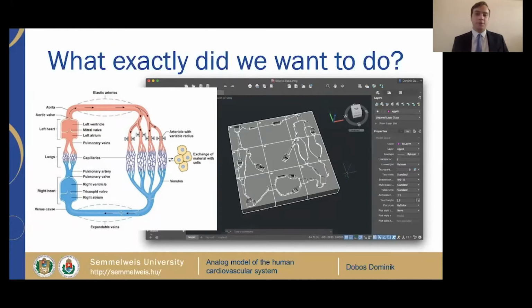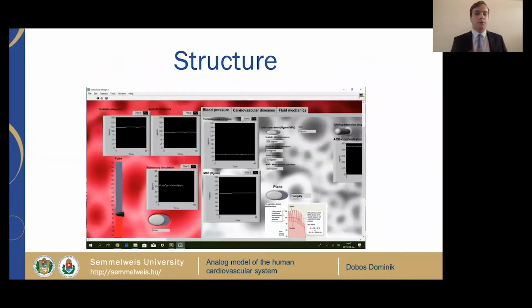So the aim of the project was to create a model that demonstrates the human blood circulation, and a software, which together display the nature of the circulatory system, the peculiarities of its operation, its structure, and its illnesses. The model serves as a demonstration of the study material presented by the software. So here you can find the structure of the software, you can see charts, switches, data, and so on, and the control unit of the model.